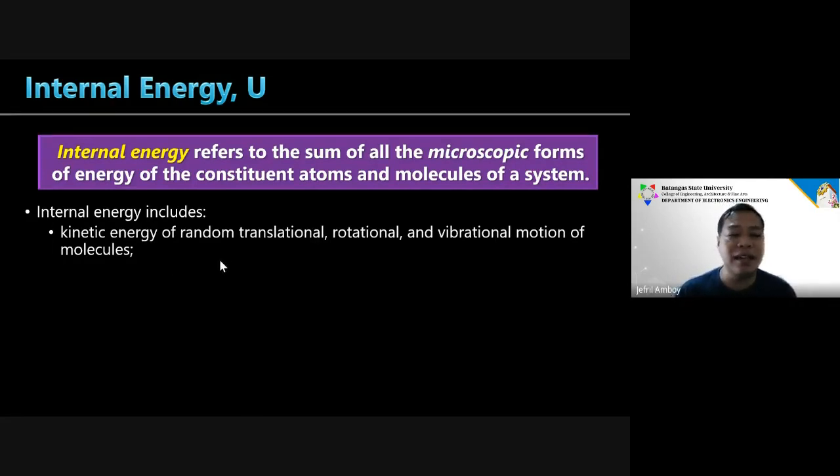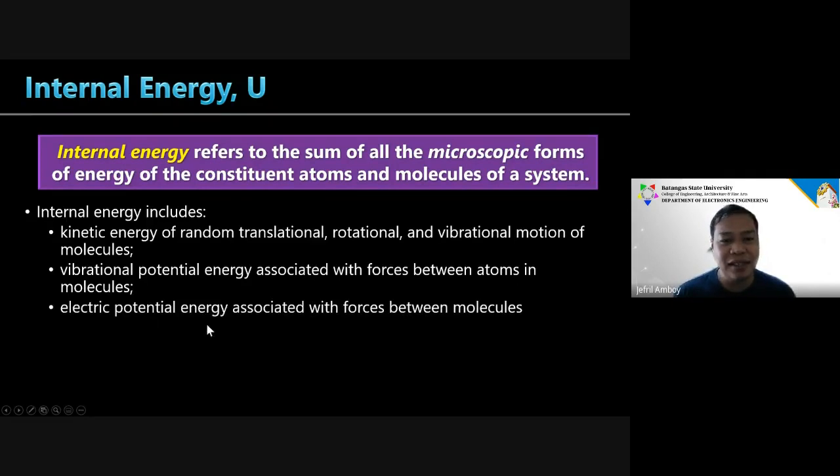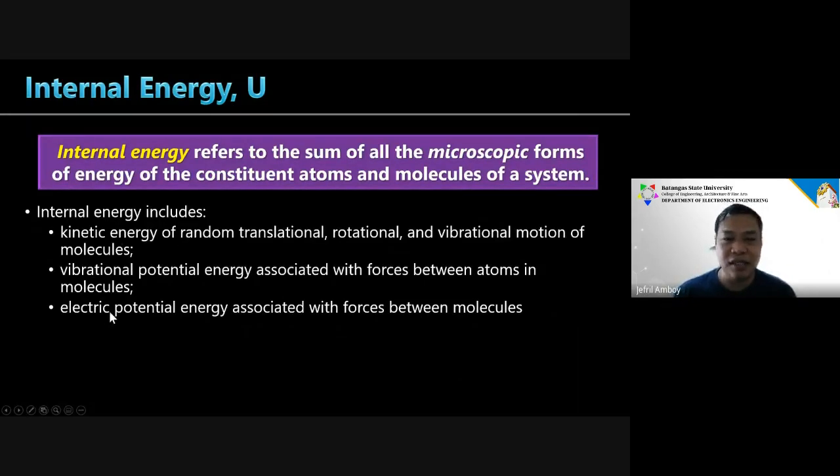Now, in addition to the kinetic energy, meron pang potential. Di ba? In addition to kinetic, may potential pa. The vibrational potential energy associated with forces between atoms in molecules. Okay? So there is vibrational potential energy and electric potential energy that is associated with forces between molecules. So all of these energies, no, which are microscopic in nature, these are the energies that make up the internal energy of a system. So these microscopic forms of energy again refers to the sum of all the kinetic and potential energies of the constituent atoms and molecules.